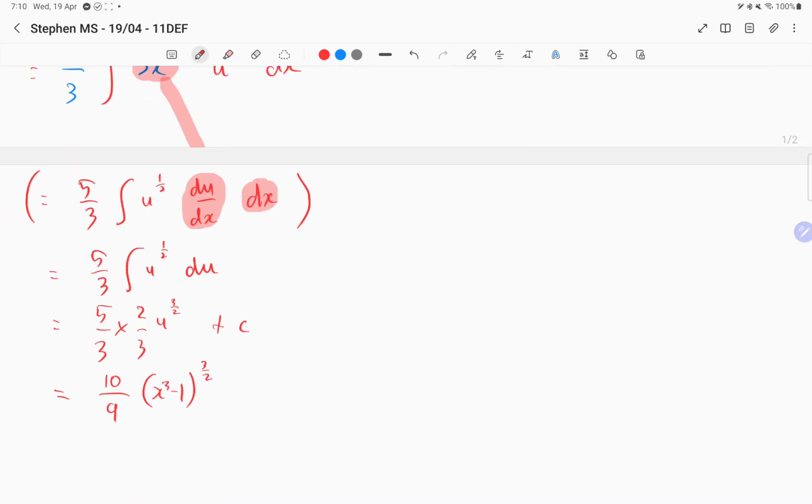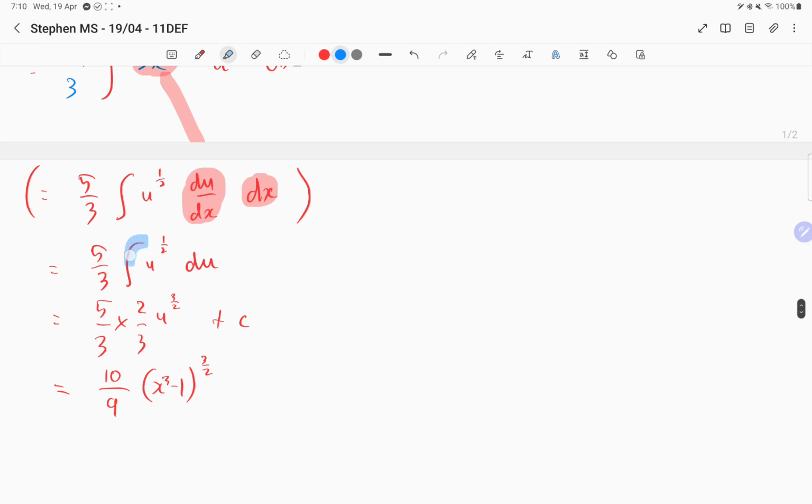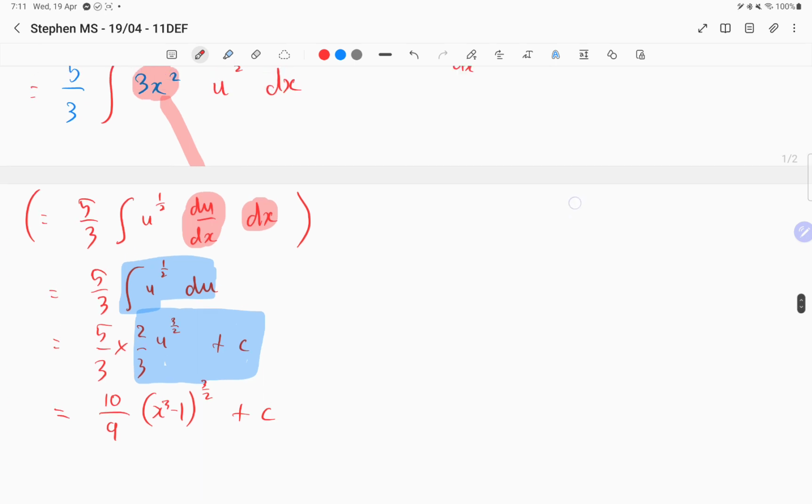Why did you go times 2 on 3? Because I'm anti-deriving, so if you anti-derive this thing, you raise the power by 1, then flip. That makes sense. That becomes that. But that's only possible because this thing will turn into this expression here plus c. That is only possible because it's with respect to u. If it's not with respect to u, you can't actually work that out. So then that would be that plus c, and you can't simplify it. u is just x cubed minus 1.